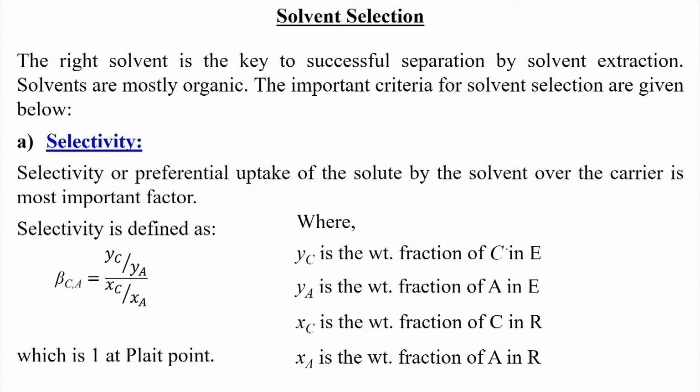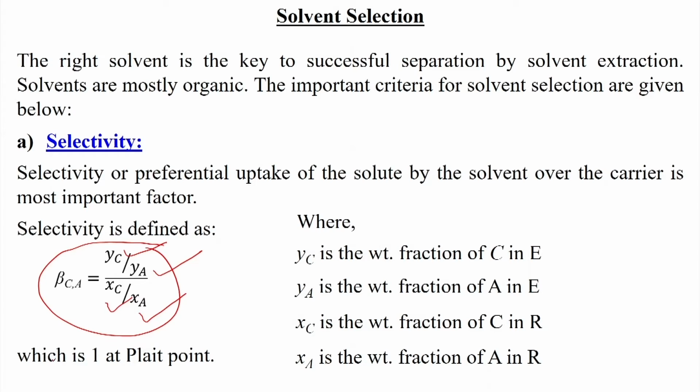Solvents are mostly organic. The important criteria for solvent selection are few. The first important key point is selectivity. Selectivity, or the preferential uptake of the solute by the solvent over the carrier, is the most important factor. That selectivity is beta CA equal to (Y_C by Y_A) by (X_C by X_A), where Y_C is the weight fraction of C in the extract, Y_A is the weight fraction of A in the extract, X_C is the weight fraction of C in the raffinate and X_A is the weight fraction of A in the raffinate.